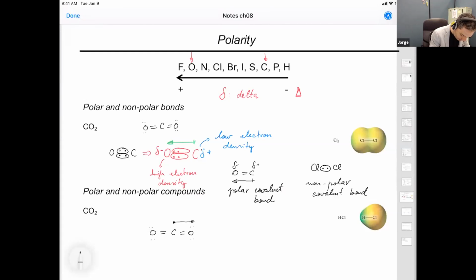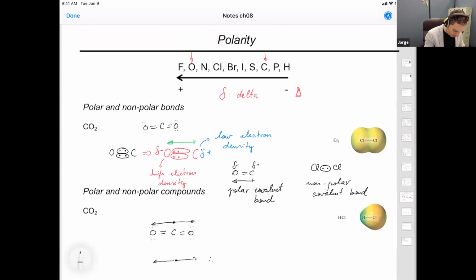and we have the same thing for the carbon-oxygen bond on the left side. The polarity of the carbon-oxygen bond on the left points from the carbon to the oxygen. To figure out if the whole compound is polar or non-polar, we have to add all the vectors in the compound. Here for CO2, we have two vectors, one pointing to the right, another one pointing to the left with the same magnitude.